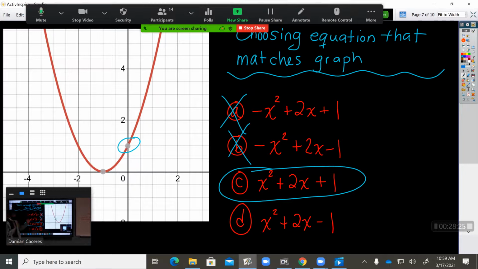And let's say by chance two of them had +1. Then you just do -b over 2a, and it'll tell you which one's exactly correct. You probably won't need to do this, but this is part of your arsenal. You can use it. Questions before I move on?